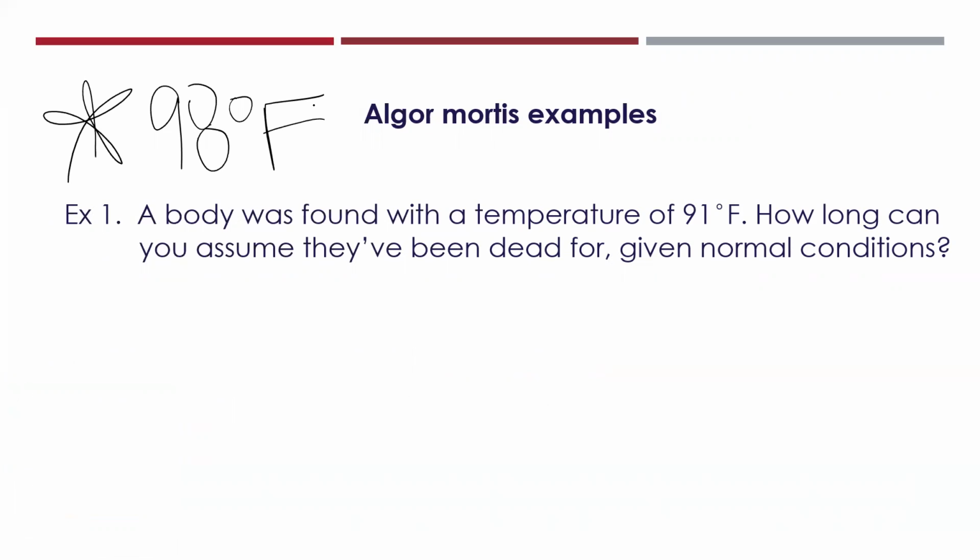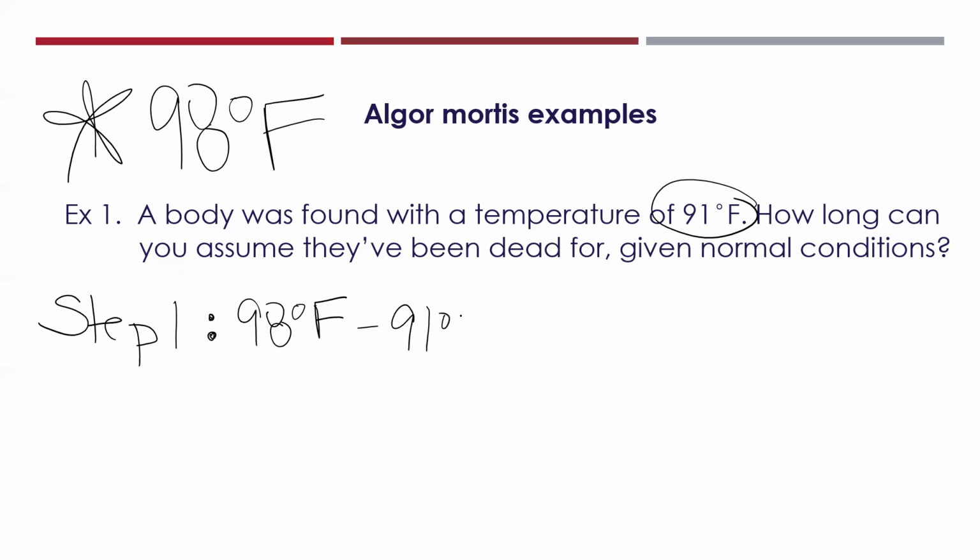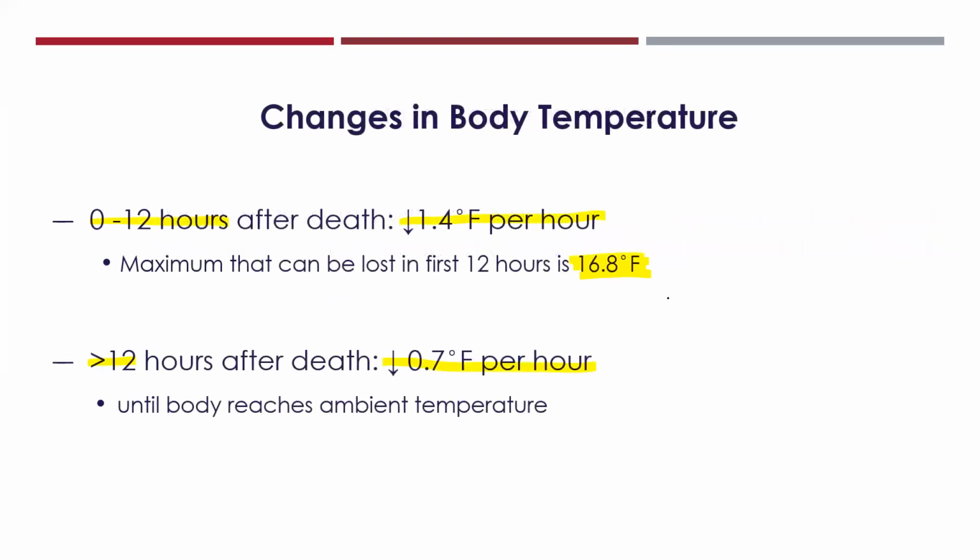Okay, so there are steps to this. Step one, you want to determine how much body heat has been lost. So I have 98 degrees Fahrenheit, and when I found the person, their temperature was 91. Subtracting these two gives me a temperature difference of 7.